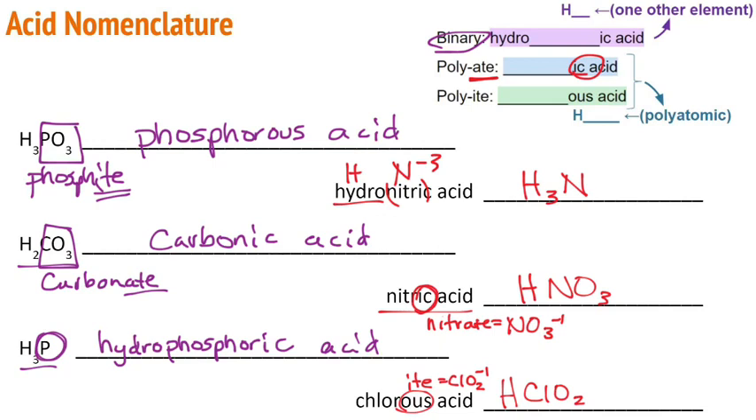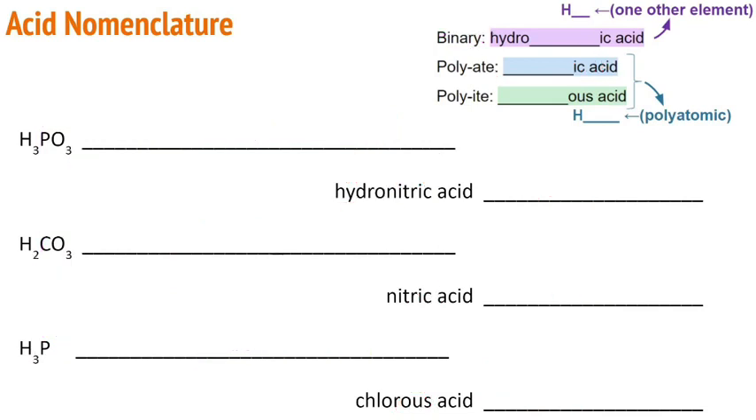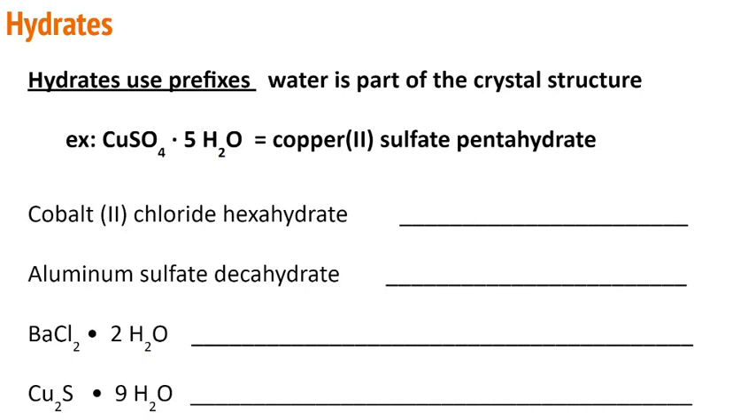So that is the last of the review naming. We do have one more type of naming we're going to do, and this is really just ionic with a twist. I left it to last just because it's pretty simple, straightforward, but it is something you're going to see in AP occasionally, and I don't want it to throw you off. There are these compounds called hydrates, and they have water as part of the crystal structure.